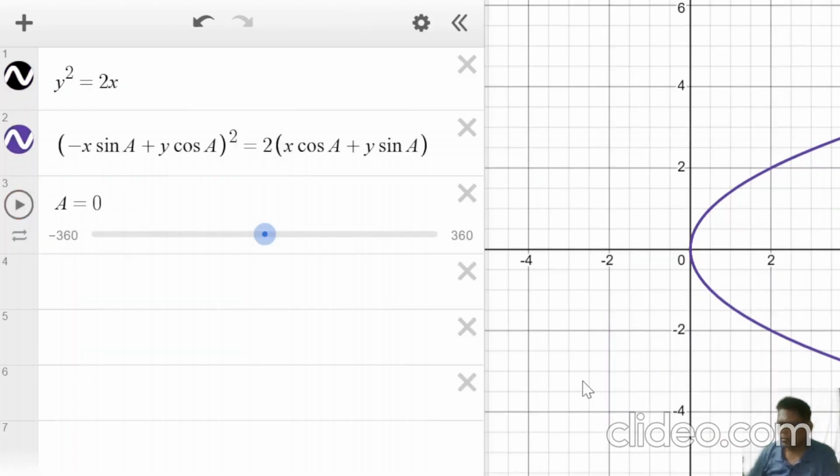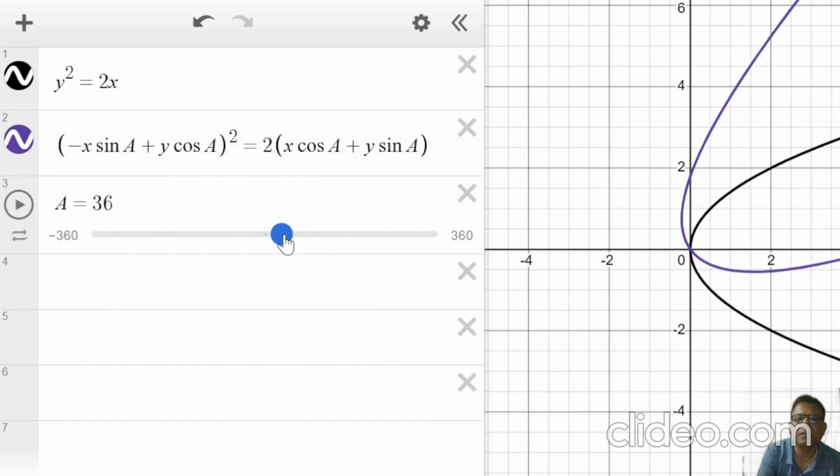Now we'll learn transformation by rotating the curve. So in that you will have to replace y with minus x sin a plus y cos a, and x with x cos a plus y sin a. Then let us see what happened. Suppose you are increasing it to a 30-degree angle. See, this is a 30-degree angle. Then it has rotated by 30 degrees. So you put the value a is equal to 30, then it will rotate like this.